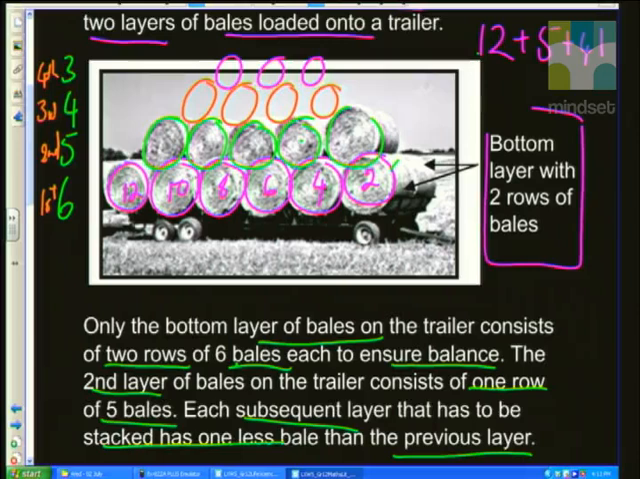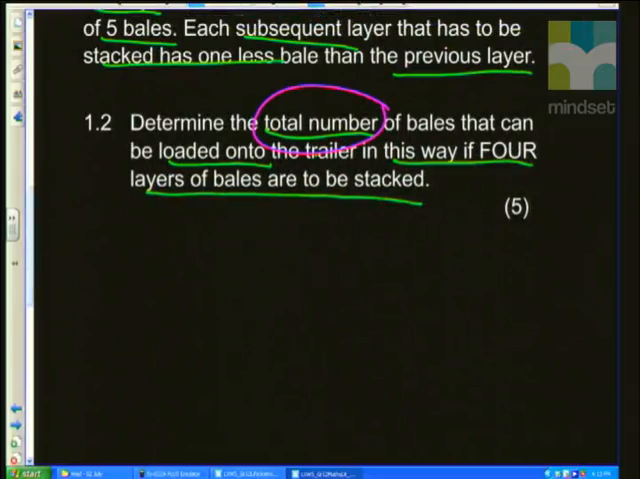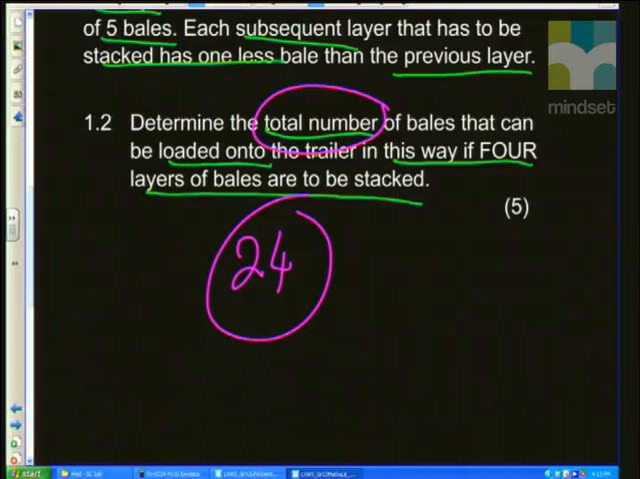So let's do it. 7 and 5 is 12, and 12 is 24. Now, I guessed my answer. Just make sure that that's what the question was. Determine the total number of bales that can be stacked. I reckon it's 24. Okay. Guys, check it out. See if you agree with me.